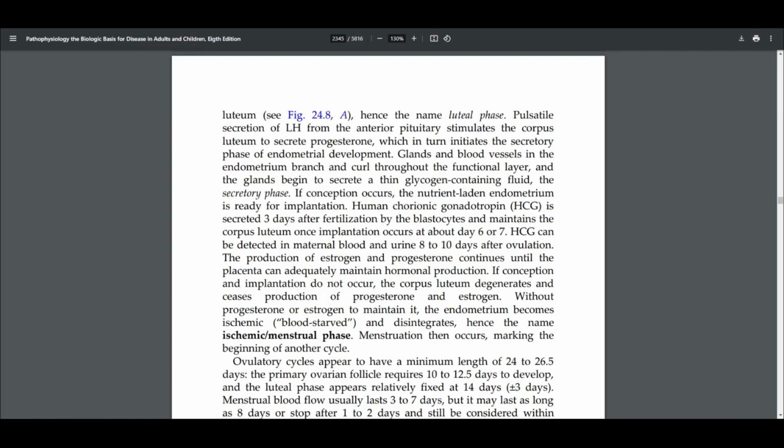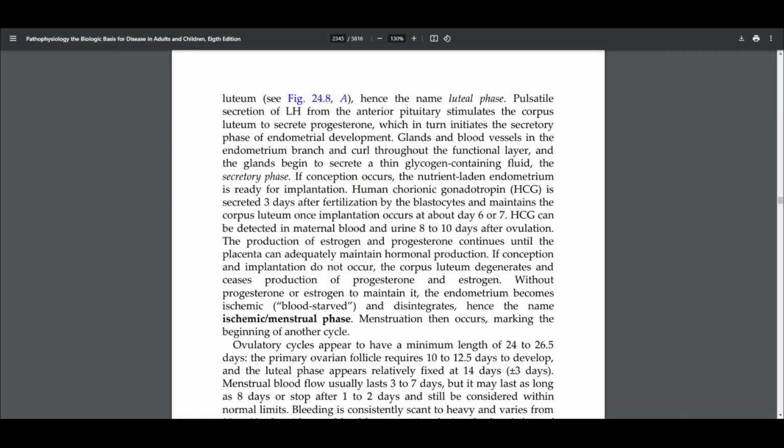Glands and blood vessels in the endometrium branch and curl through the functional layer, and the glands begin to secrete a thin glycogen-containing fluid. The secretory phase. If conception occurs, the nutrient-laden endometrium is ready for implantation. Human chorionic gonadotropin is secreted 3 days after fertilization by the blastocyst and maintains the corpus luteum once implantation occurs, at about day 6 or 7.